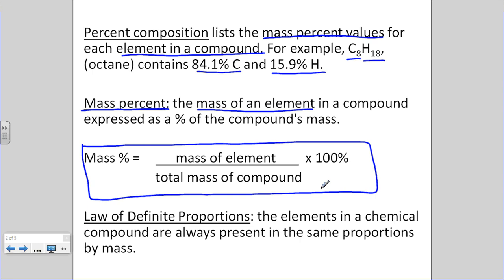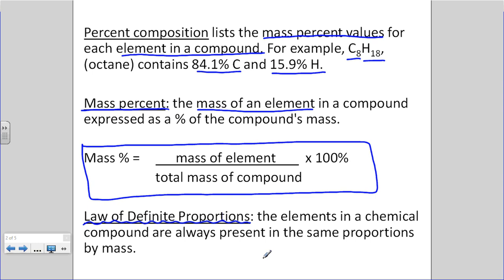Why we can do this goes back to a law, one from way back in Unit 1 when we were talking about atomic theory. It's called the law of definite proportions. This goes back to the fact that when you're looking at chemical compounds, the elements that are there are always present in the same proportions by mass.